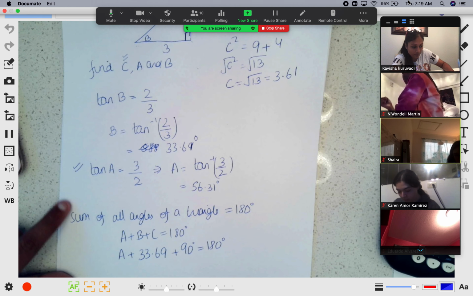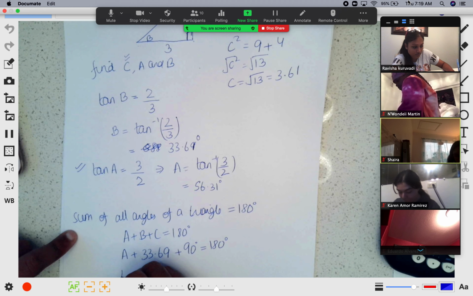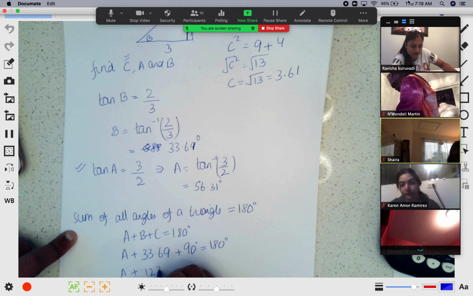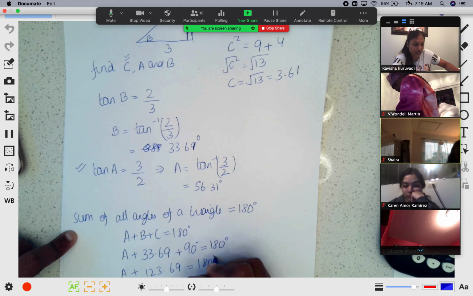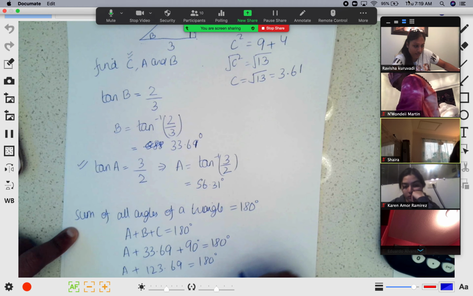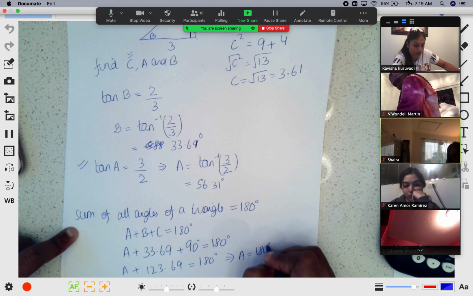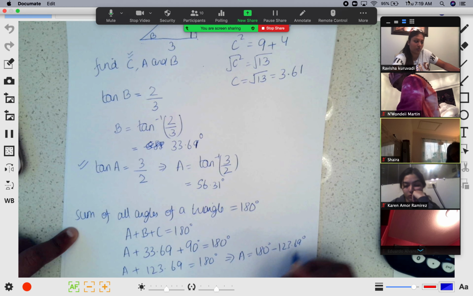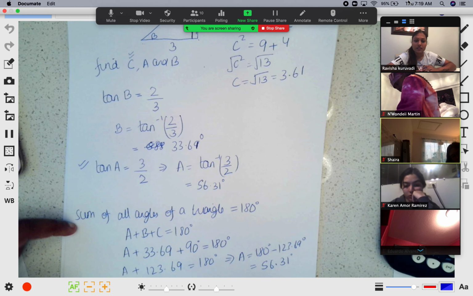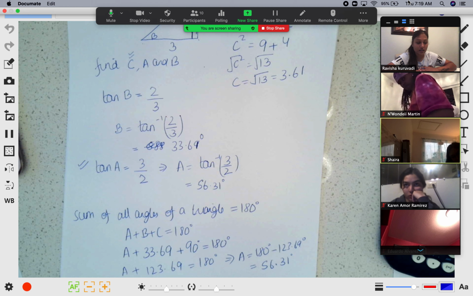So A plus 123.69 is equal to 180 degrees. So basically your A is 180 degrees minus 123.69 degrees, which will come out to be 56.31. This is another way of doing it. It's up to you which way you want to do. Both are correct.